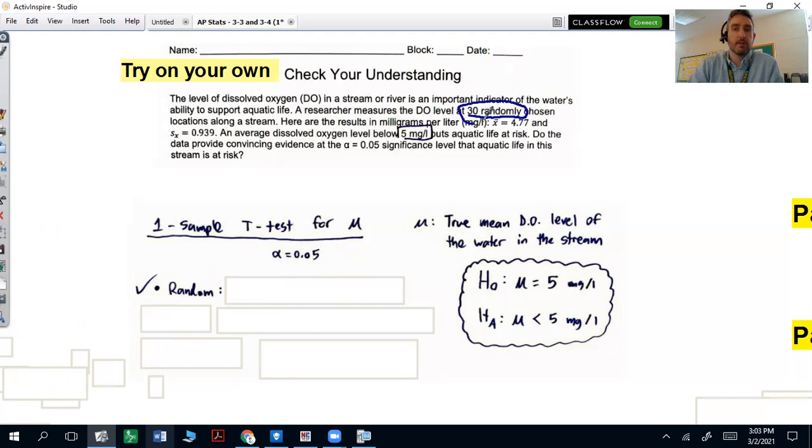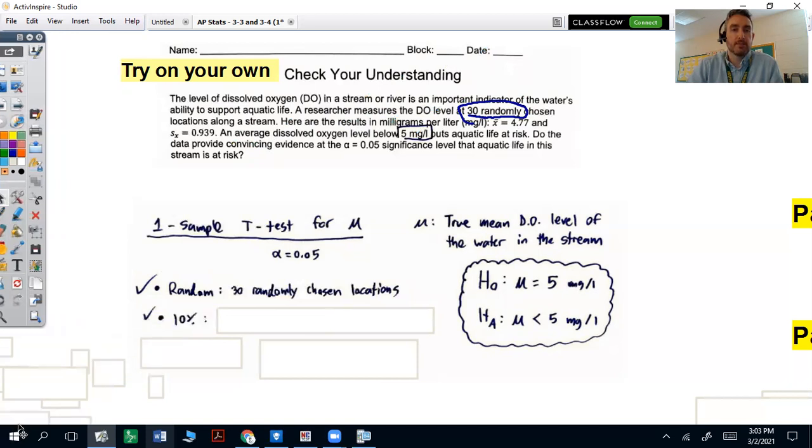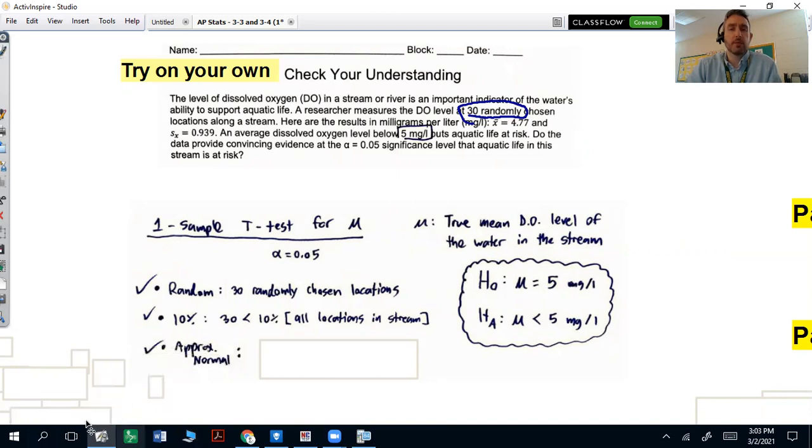Right there, 30 randomly chosen sites along the stream. 10%: streams have a lot of water. So 30 is not even putting a dent into the 10% of it. So we've met the 10% condition for all locations in the stream. Not even close. So now let's look at the approximately normal condition.